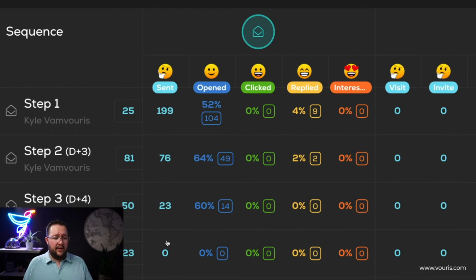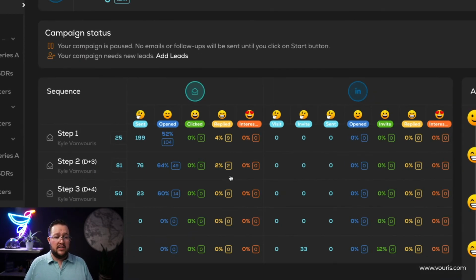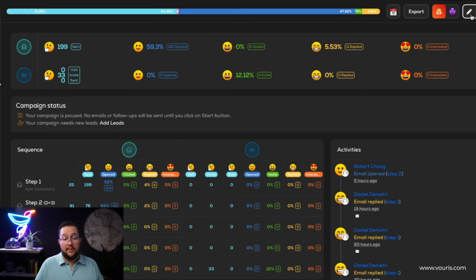You can see this is still active, so we don't have a lot of data down below step 3 here, but step 1, 52% open rate, 4% reply rate, so the bulk of those replies are coming from the actual first email, which is totally different than what we saw in the last sequence, right? And then if you look at step 2, it has a higher open rate, which I think is interesting, and then a lower reply rate, which is unfortunate. So let's actually dive into these emails and see what could possibly be the reason why.